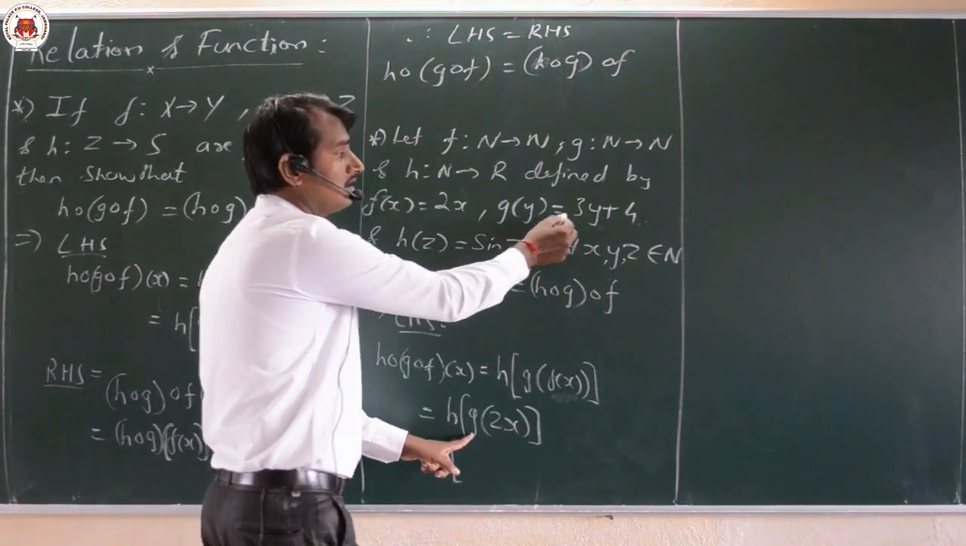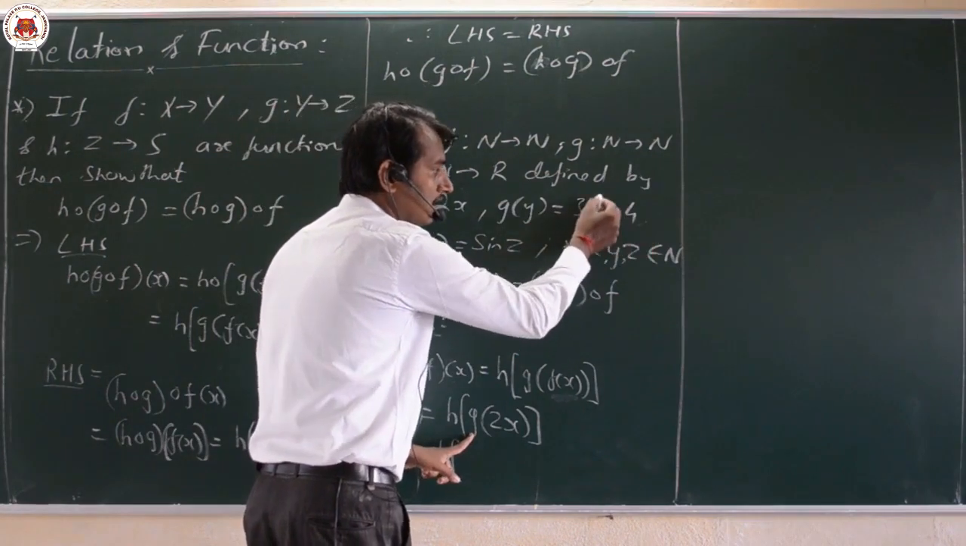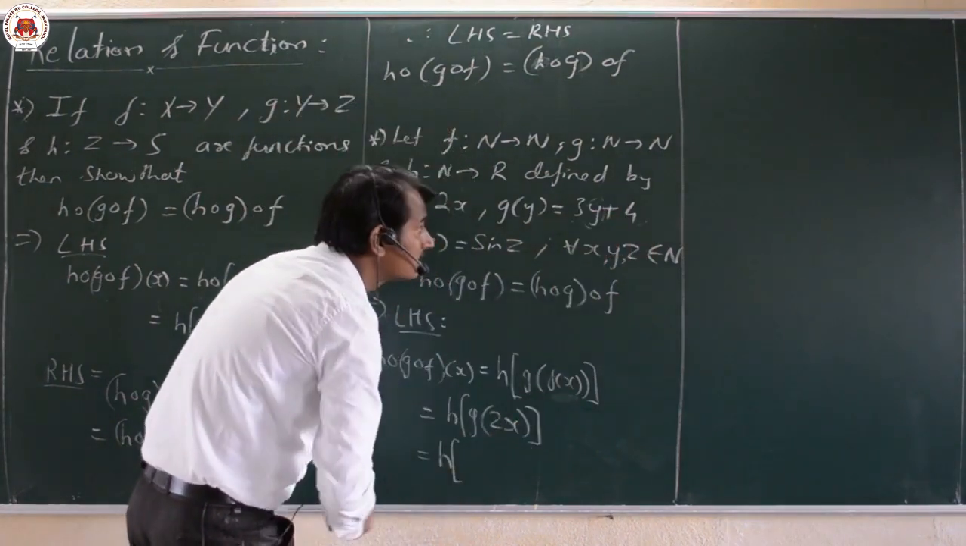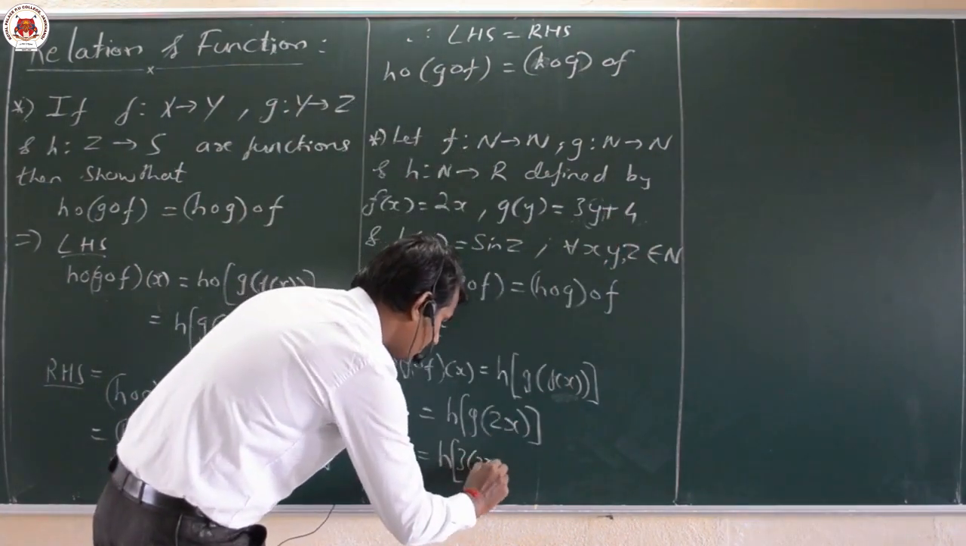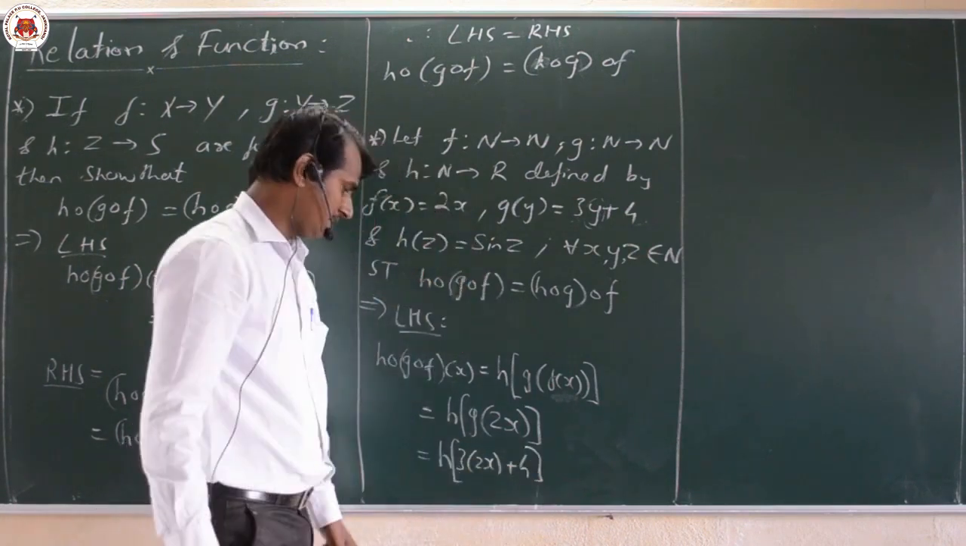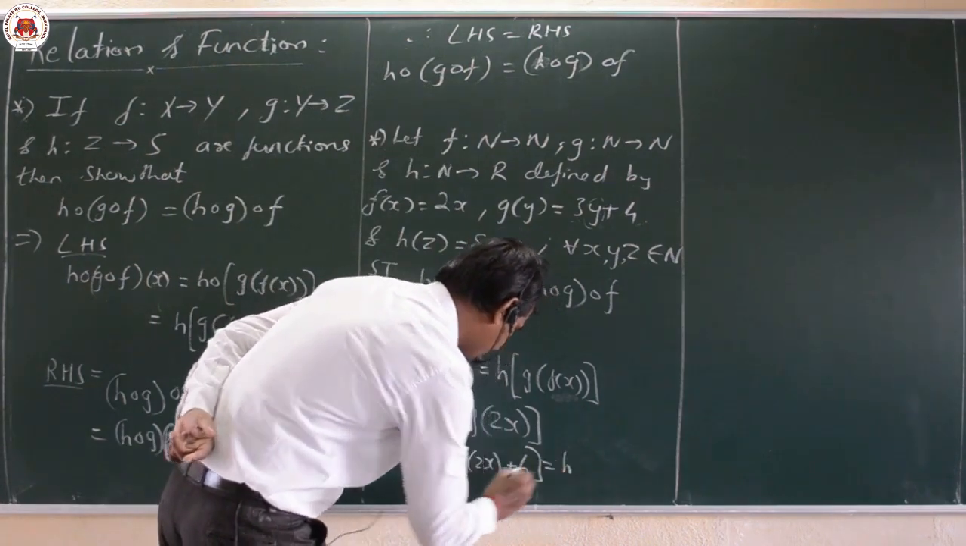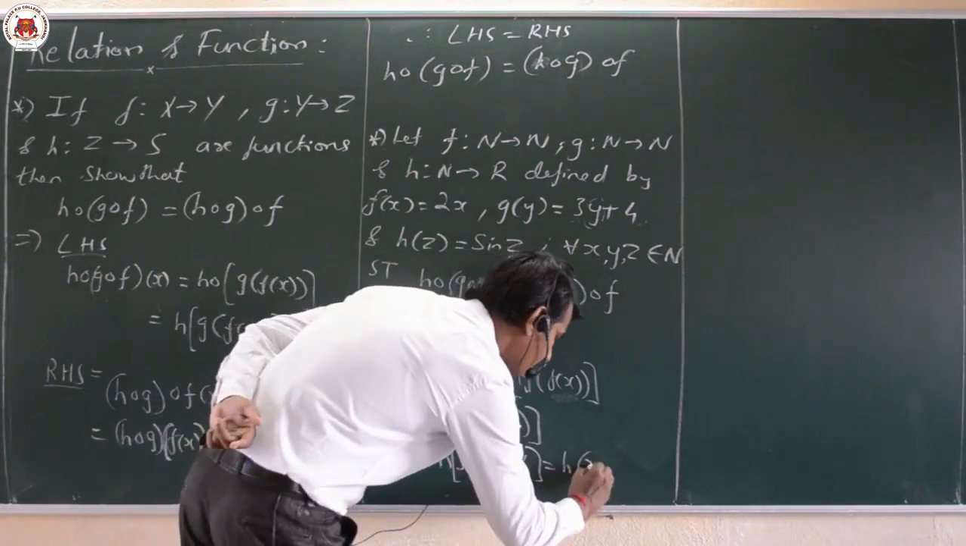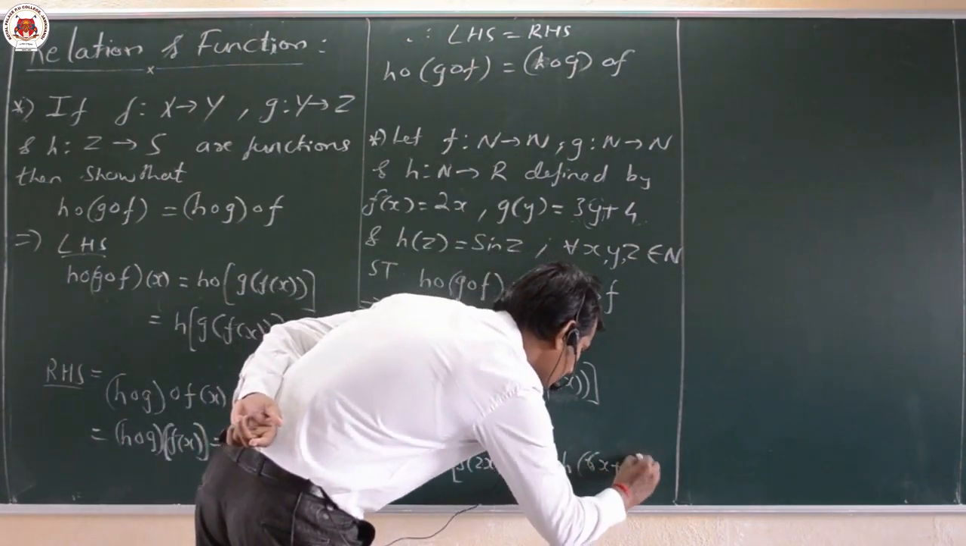What is g? 3y plus 4. In the place of y, we have to substitute 2x. So what we get here is 3 times 2x plus 4, which is equal to h of 6x plus 4.